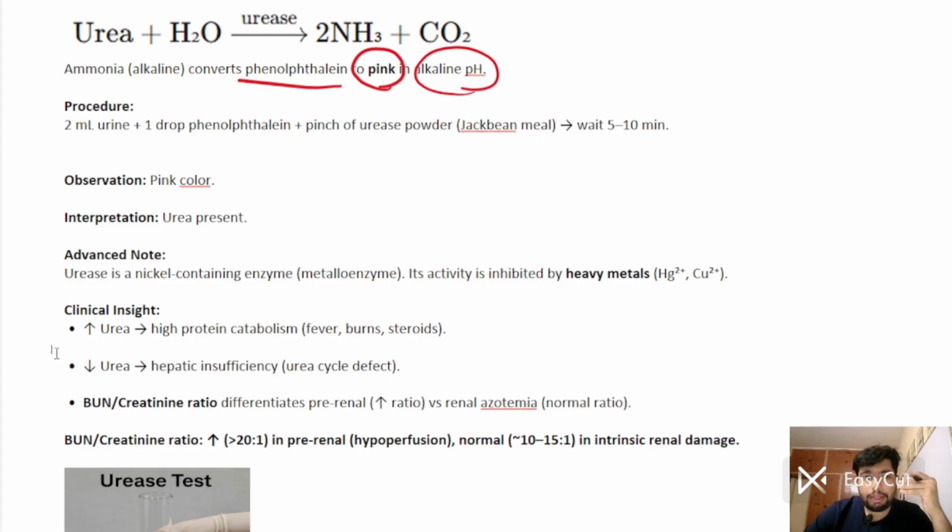Whenever there is protein catabolism, like in fever, burns, and steroids, urinary urea is very high. And whenever urea is reduced due to hepatic insufficiency, urea is not going to be recycled.